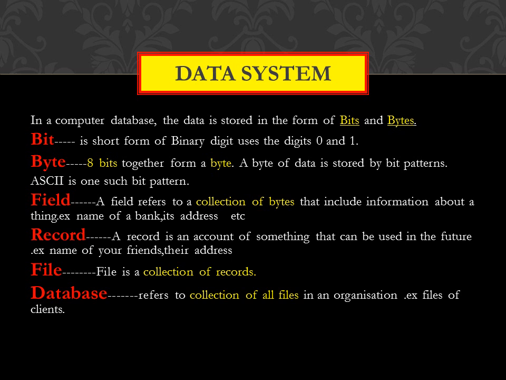Now, file. File, what is it? It is a collection of records. File is a collection of records. Database. Like we have studied in the very first lesson, database is a collection of all the files in an organization. So the collection of all the files is called a database. So all these are very important.